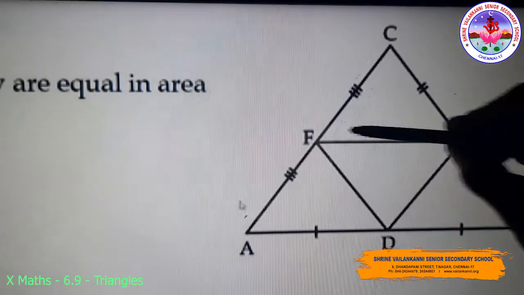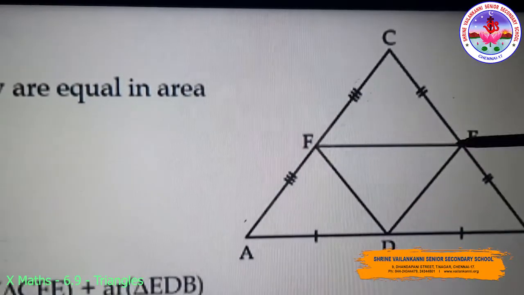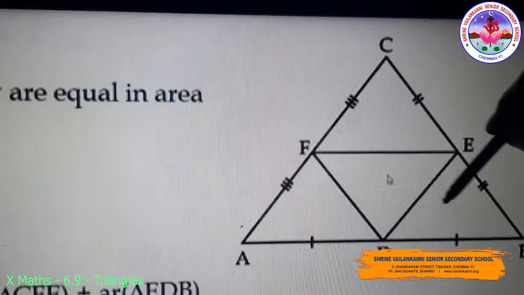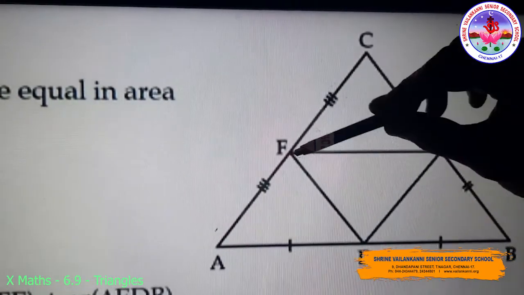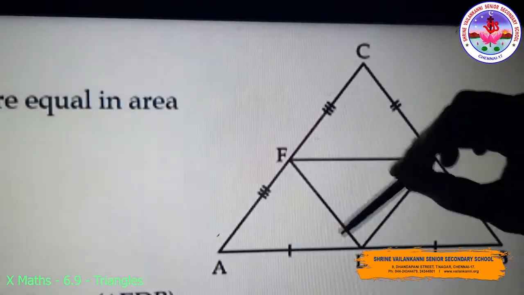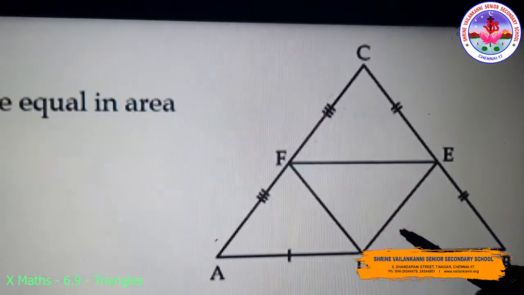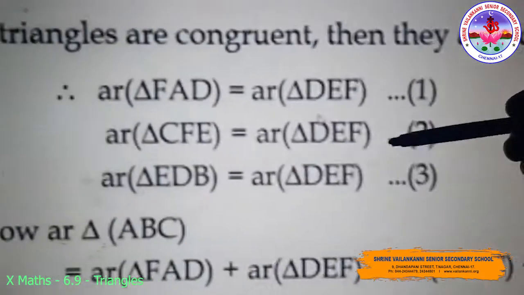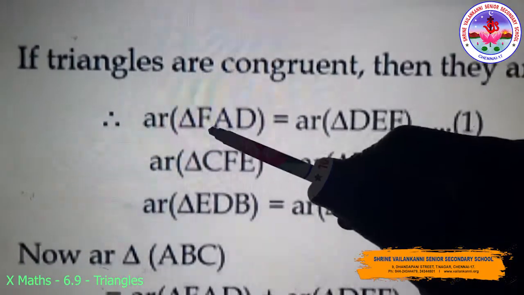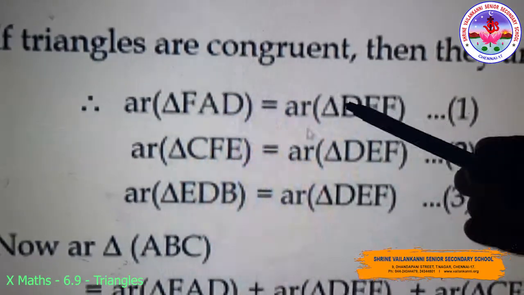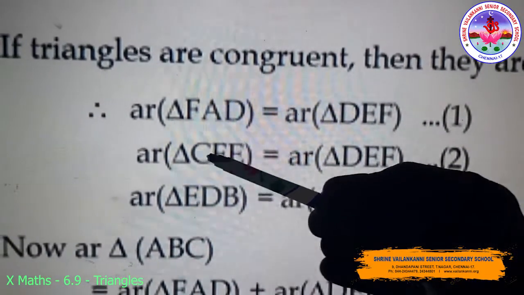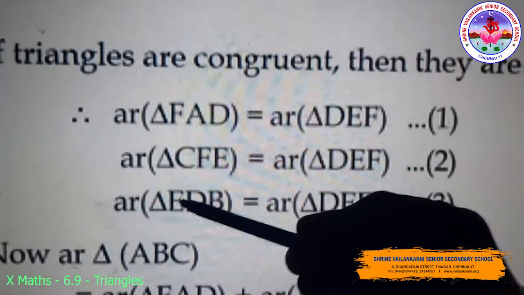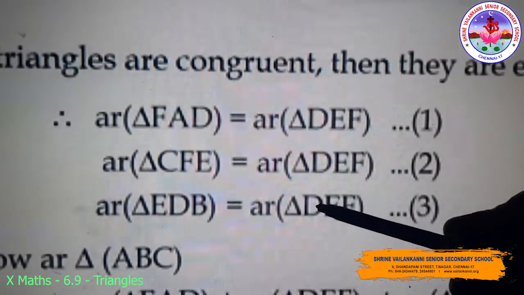Similarly, CFE area will be equivalent to DEF, as we proved that these two triangles are congruent. Similarly, these two triangles are congruent, so the area of triangle DEF will be equivalent to the area of triangle EDB. So coming to the solution here, we get area of triangle FAD is equal to area of triangle DEF, area of triangle CFE is equal to area of triangle DEF, and area of triangle EDB is equal to area of triangle DEF.